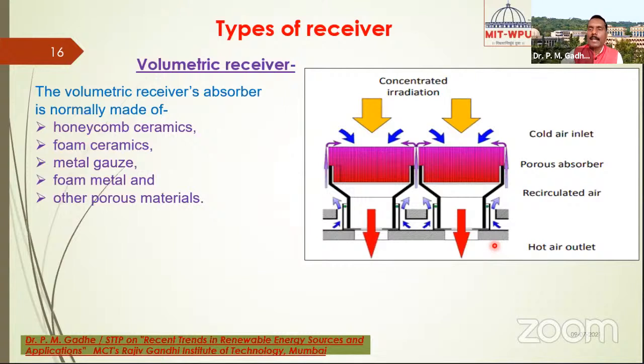You can supply that air to the gas turbine plant, or for other applications also, like heating water. So this is the volumetric type of receiver. In the volumetric type of receiver, we can use honeycomb ceramic, foam ceramics, metal gauze, foam metal, or other porous material. So this is the volumetric type of receiver.